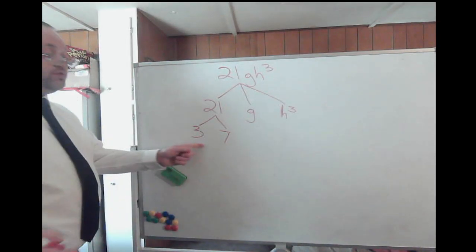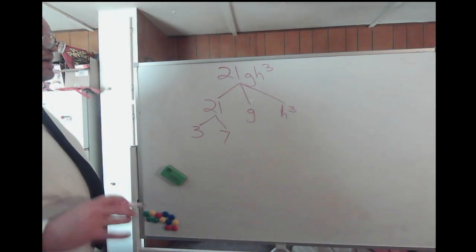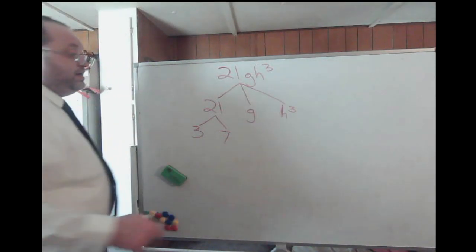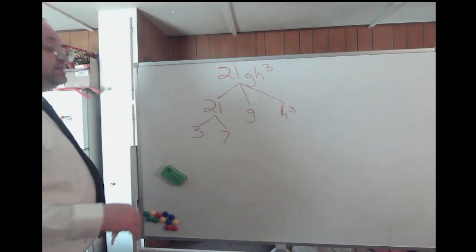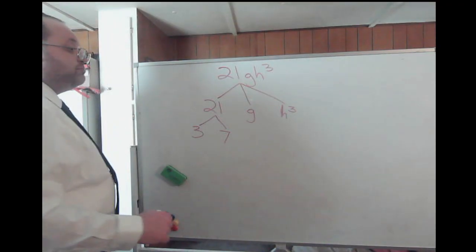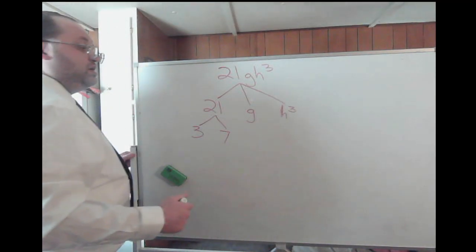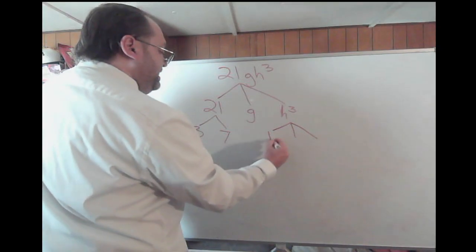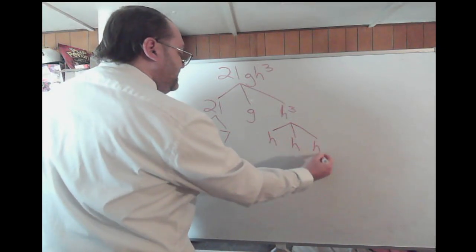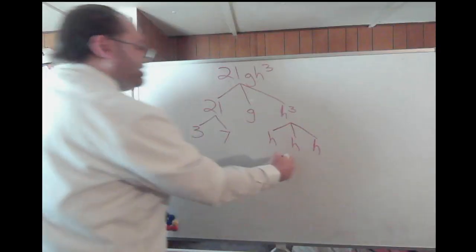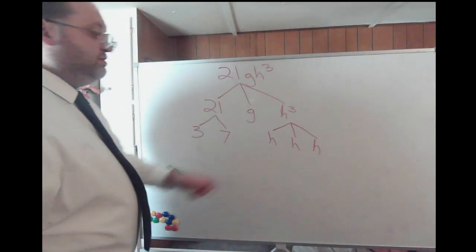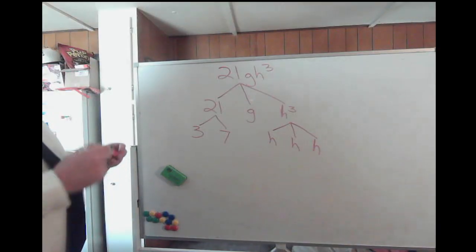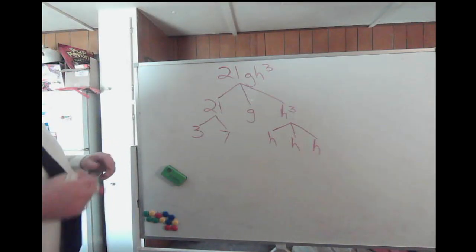Well, we can't factor 3 and 7 any further since they're prime numbers, so we're done there. Can we factor g? No, it would just be 1 in itself, so g's already factored. But how about h cubed? Sure, it'd actually factor 3 ways. It would be h times h times h. H times h times h would make it h cubed. Now we can't factor the h's any further since they're down to just h. It would just be 1 in itself.